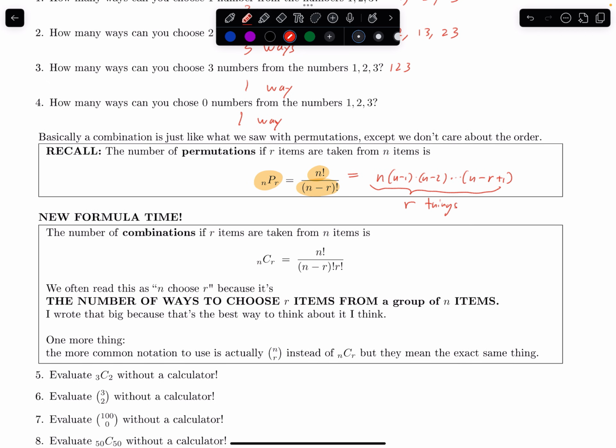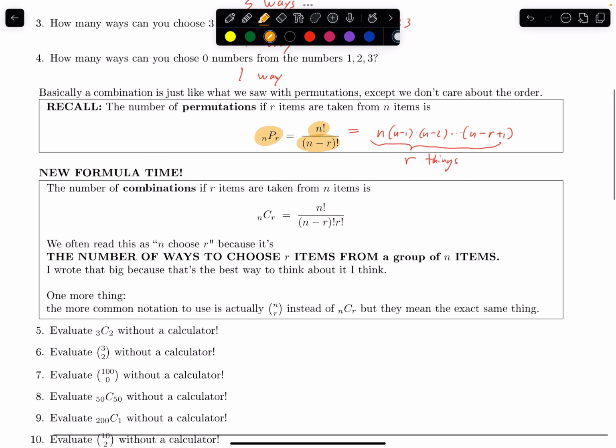And where does that come from? It comes from, okay, you have r spots. If you have n items to choose from, the first spot has n, and then n minus 1 and so forth, right? And so that's where this formula popped out. Okay, so let's think about that formula. Keep that in the back of our mind.